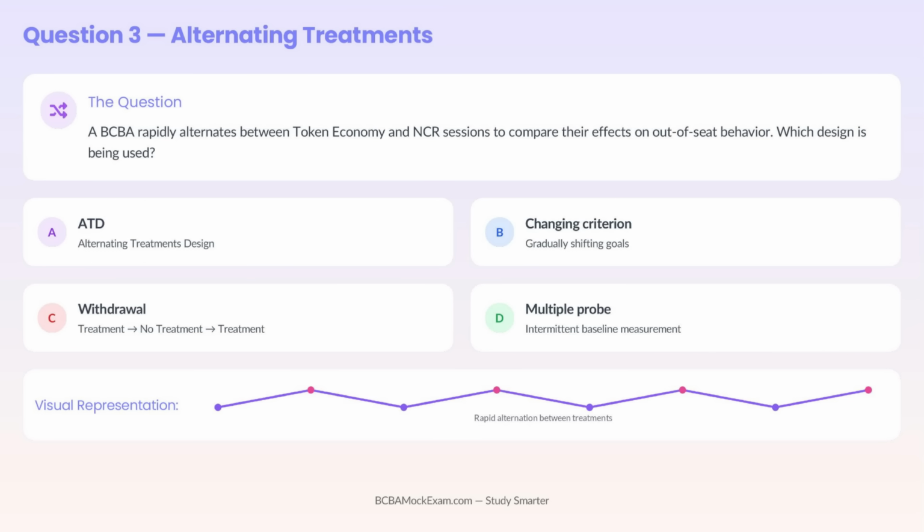Question 3. A BCBA rapidly alternates between token economy and NCR sessions to compare their effects on out-of-seat behavior.